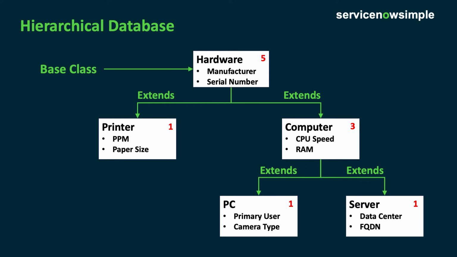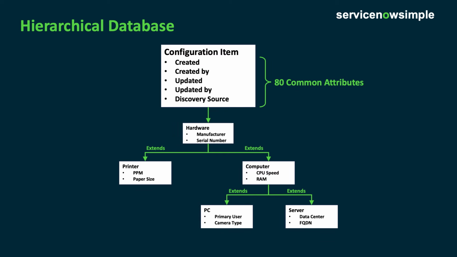First, tables that exist toward the top of a hierarchy are known as base tables or base classes. So in this case, the hardware table would be considered a base table. And finally, ServiceNow, in their infinite wisdom, had the foresight to slide a base table or class in at the very top of the CMDB table hierarchy. The name of that table is configuration item. Every table in the CMDB that stores configuration items is ultimately a descendant of that configuration item table. It's used to store attributes common to all configuration items, and it serves as a common reference point for accessing CIs throughout the platform.